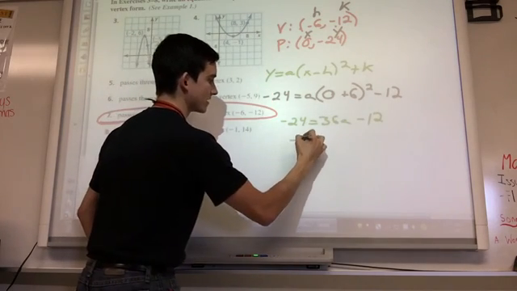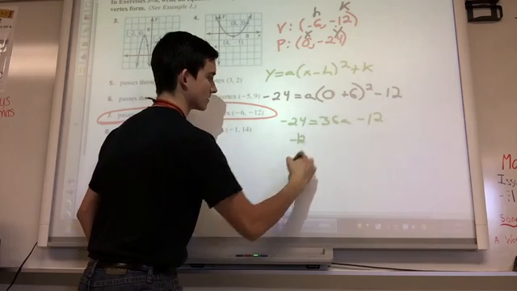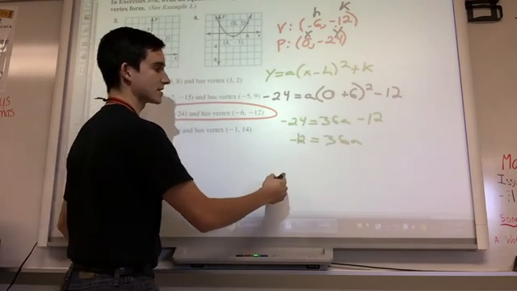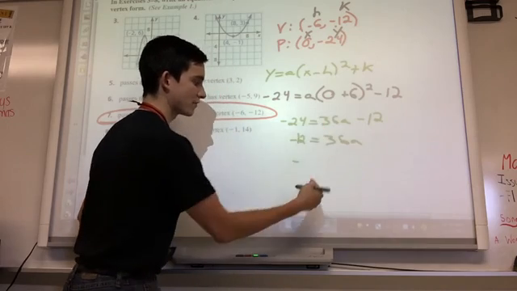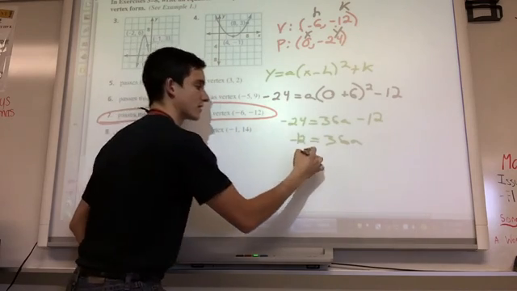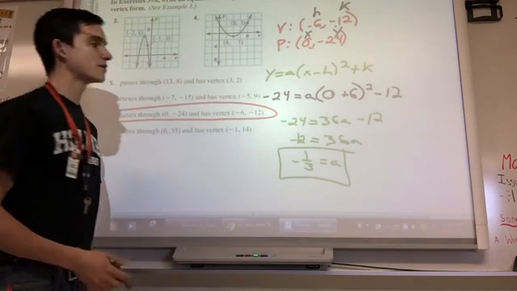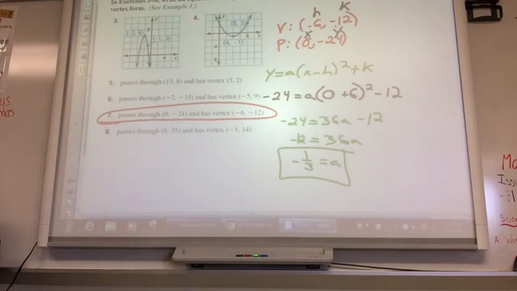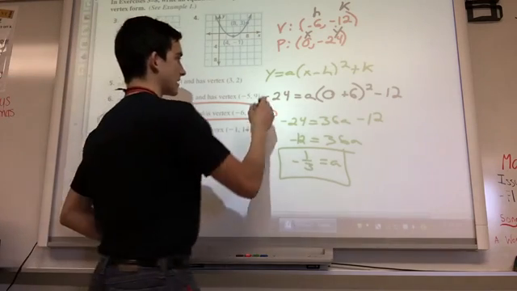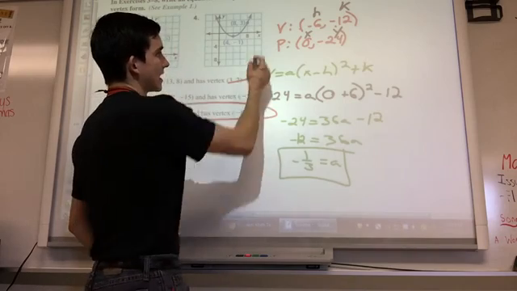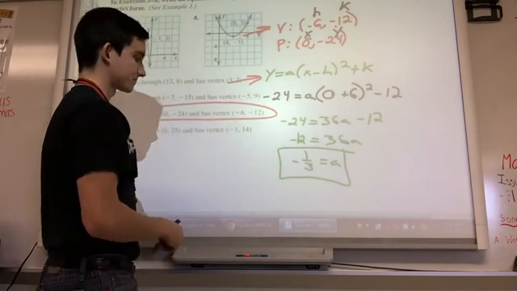Add 12, -12 equals 36a. Divide by 36. So I have -12 divided by 36, or -1 over 3 equals a. So there's my a value. That's not the answer, that's just how I can write the rest of my equation. So my job, again, rewrite this equation right here using that a value and using this vertex.